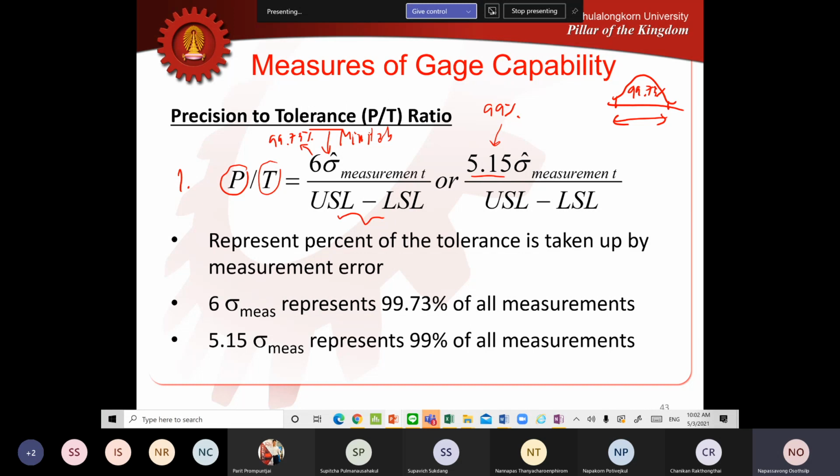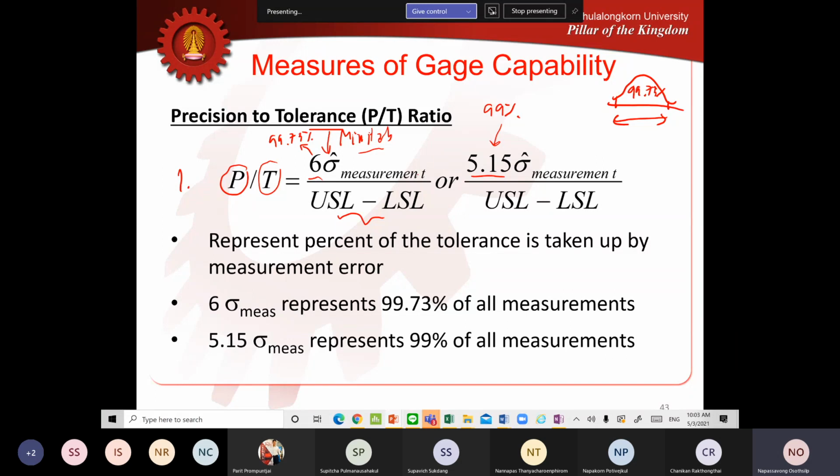So after the break, we will practice in the workshop, and then we will use Minitab to calculate these indicators for you. Given the data set that you plug in, it will automatically give you this ratio. So you have to know that in Minitab, it uses 6 sigma instead of 5.15. Okay, this is the first indicator.